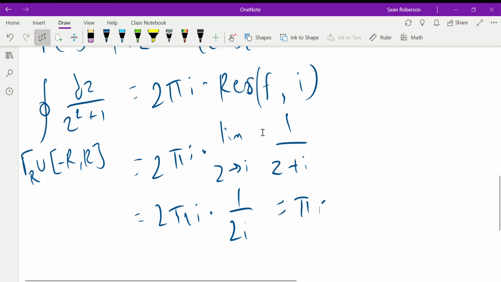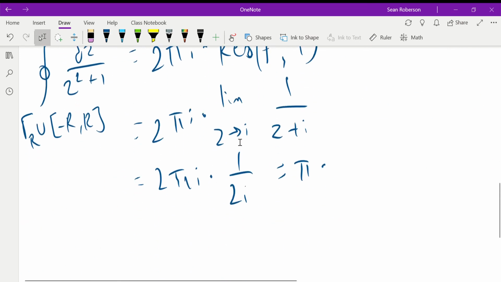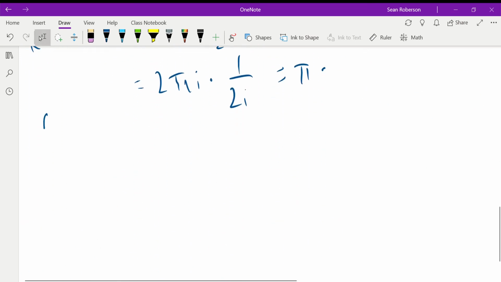But the problem is we're not actually done. See, I evaluated this complex integral around the semicircle, but I really just want the part on the real axis. So notice I can actually decompose this integral into pieces.